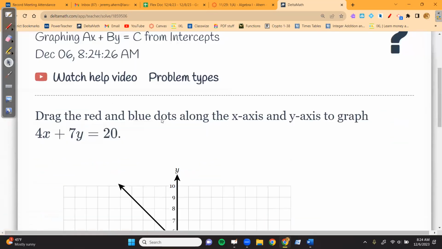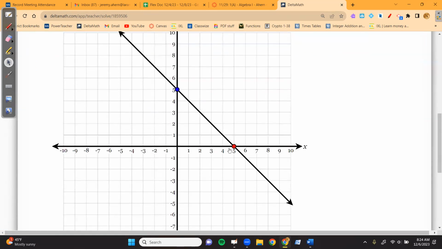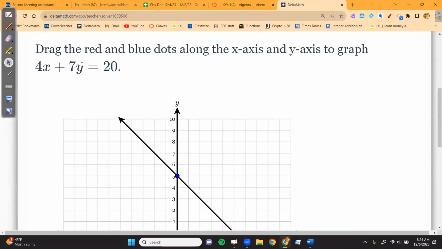Okay, let's go again. Look at this one. Quickly, what's the x-intercept? In your head, it's 5. If the y goes away, you go 20 divided by 4 is 5. So my x is already in the right spot. Y-intercept, what is the y-intercept? Get rid of the x. Divide by 7.